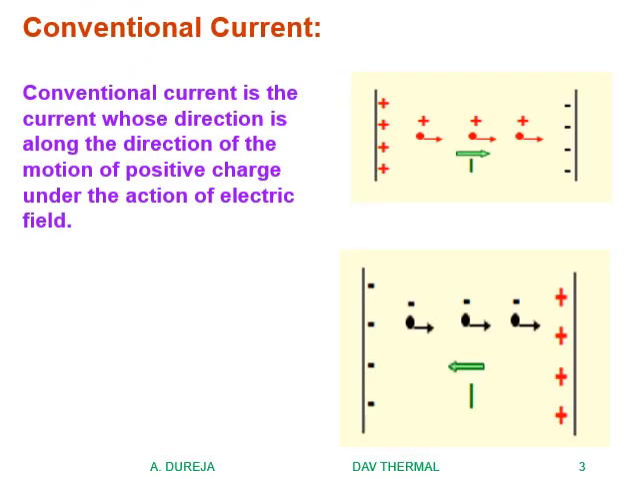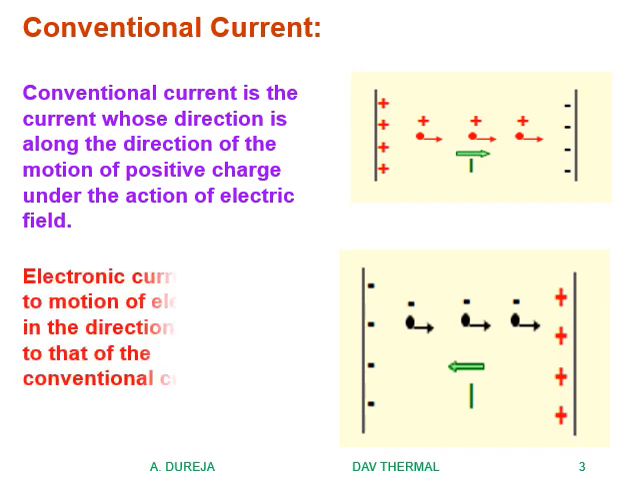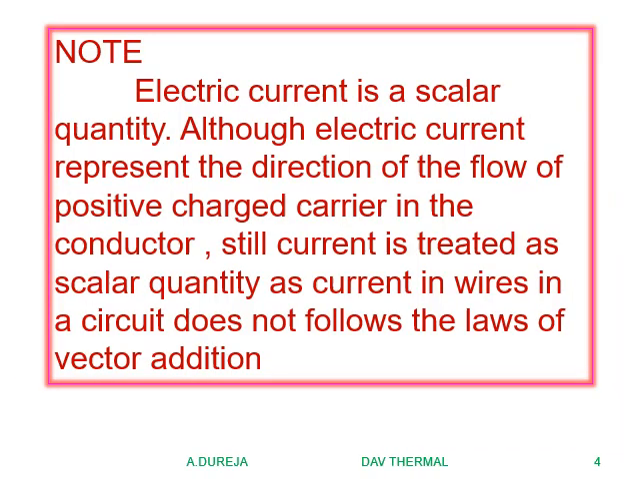By convention, the direction of motion of positive charge is taken as the direction of electric current. However, a negative charge moving in one direction is equivalent to an equal positive charge moving in the opposite direction, as shown in the figure. And the electronic current, due to the motion of electrons, is in the direction opposite to that of the conventional current.